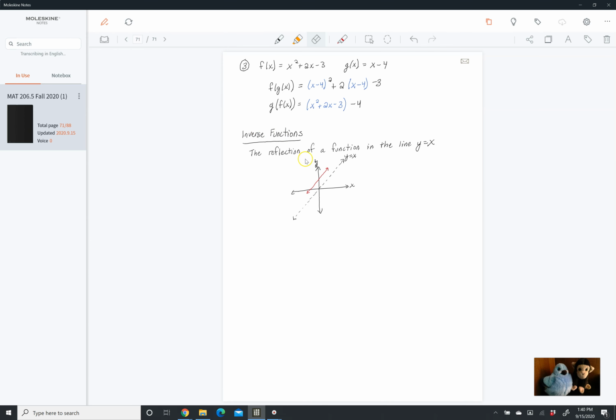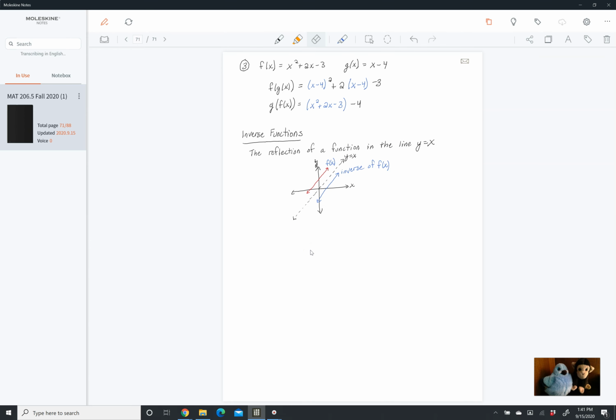If I were to take this line and reflect it in y equals x, what happens is it just winds up on the other side. So this would be the inverse. Right? It just winds up on the other side of the line. Think of it like a mirror. So if this is f of x, then this would be the inverse of f of x. Y equals x is a mirror, okay?